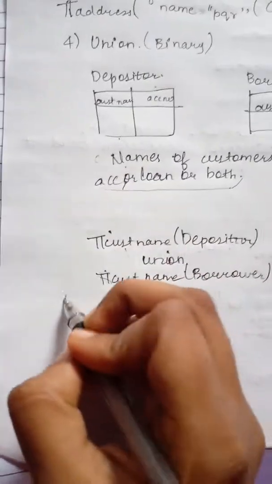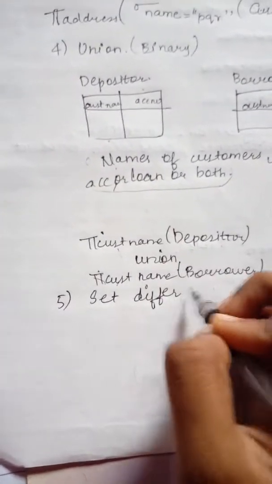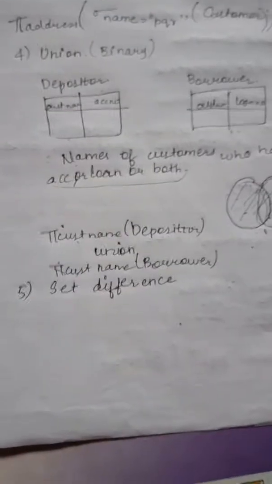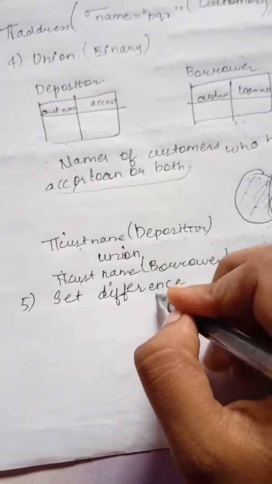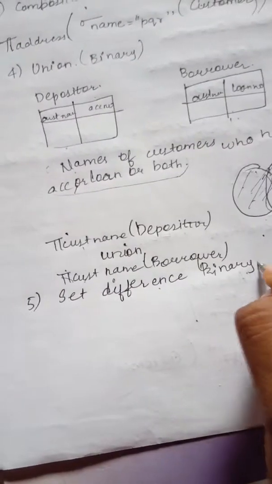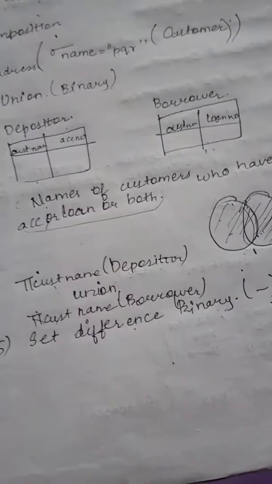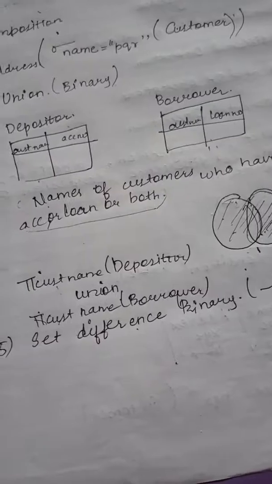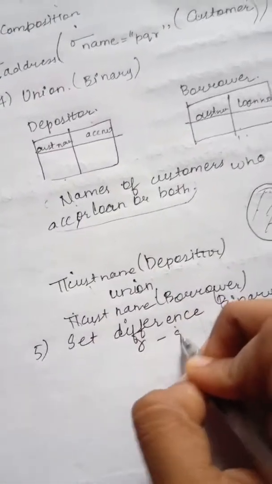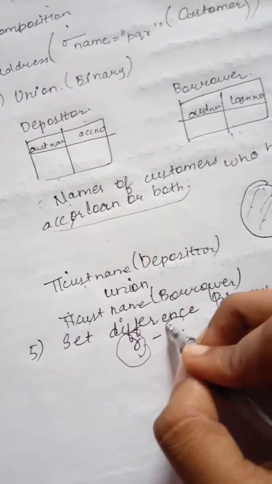So for that reason it is known as a binary operation. Okay, so the next operation is the set difference. Now again, the set difference operation is a binary operation, denoted by a minus symbol. It will find the rows which are in one relation but not in the other. Suppose I did R minus S. It will select the rows only from the R table and not the S table.